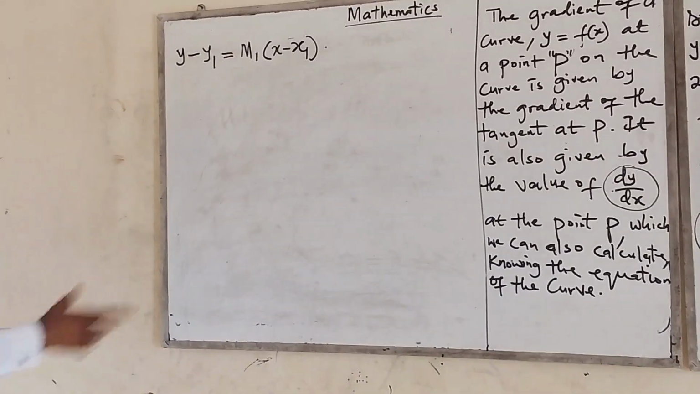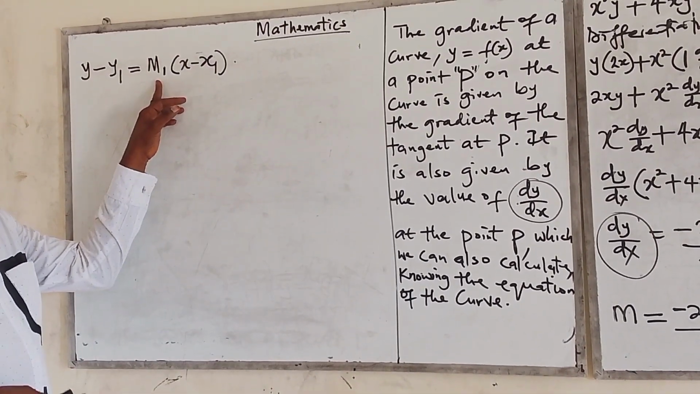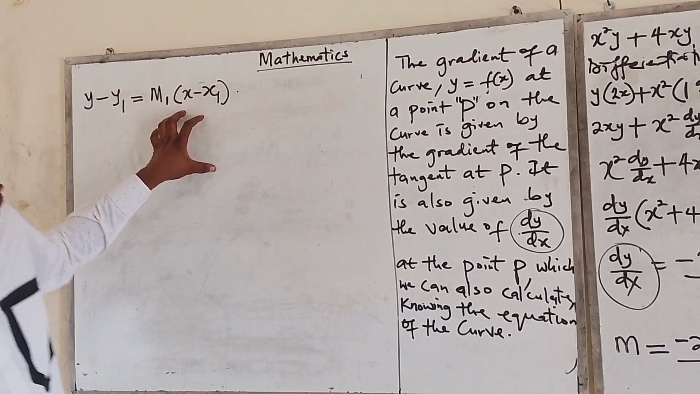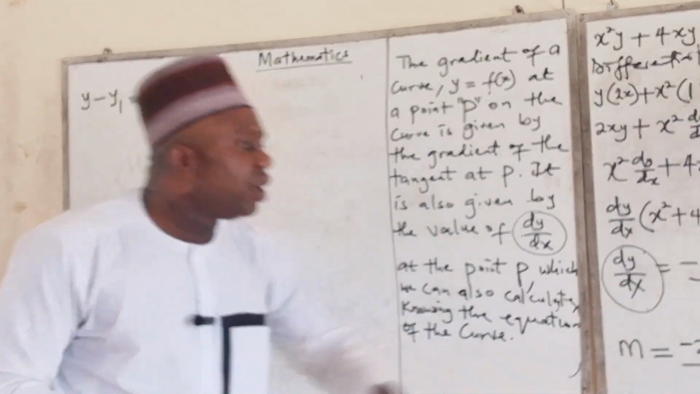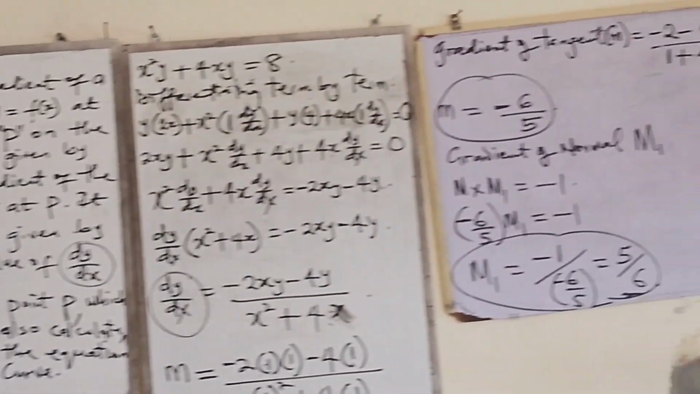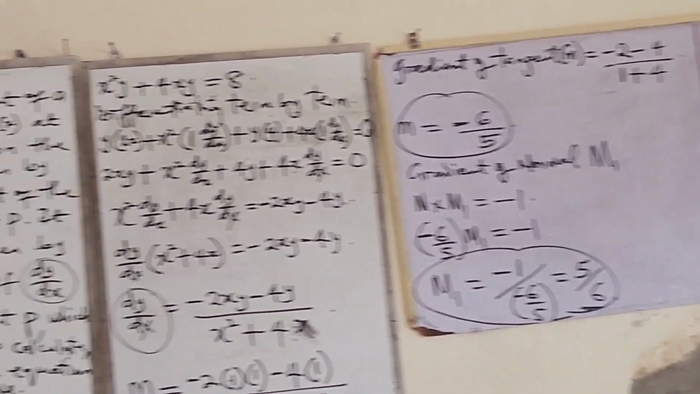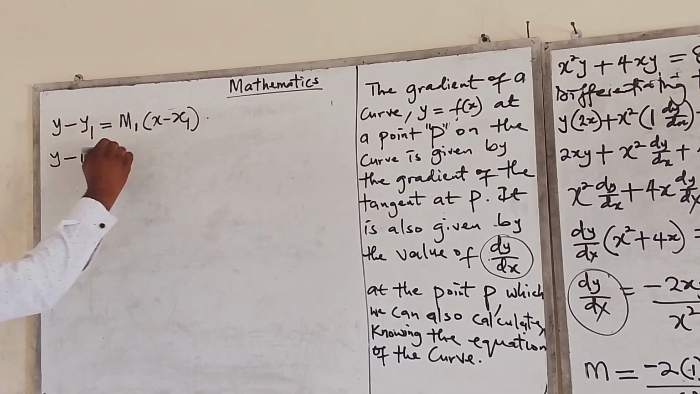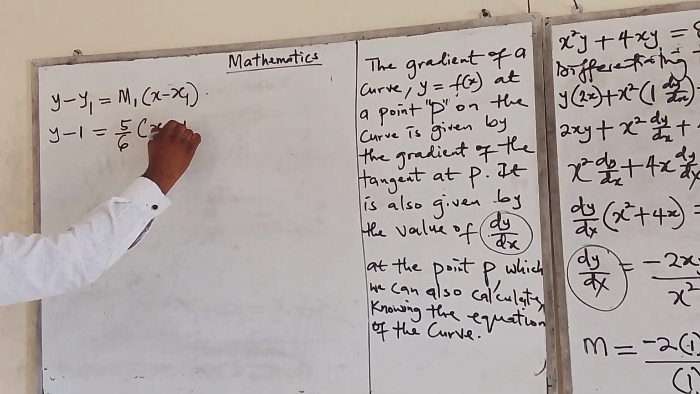When calculating for the equation of tangent, we actually used m because m is the gradient of tangent. But now we are looking for the equation of normal, and because the gradient of normal is 5 all over 6, that is what we're going to be using here. So we have y minus 1 is equal to 5 over 6 in bracket x minus 1.